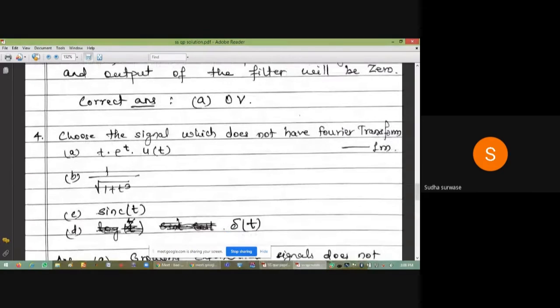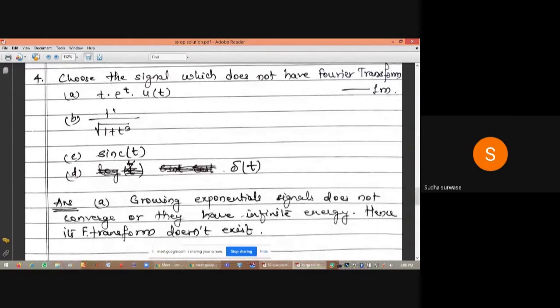Next one is this. Choose the signal which does not have a Fourier transform. First one is t into e raised to t into u of t; then 1 divided by under root of 1 plus t cube, sinc of t, and delta of t. So the answer is option A, which is t into e raised to t into u of t. Because growing exponential signals do not converge, they have infinite energy, and hence its Fourier transform doesn't exist. Very nice. So very well framed questions.